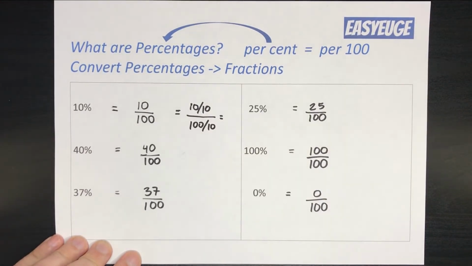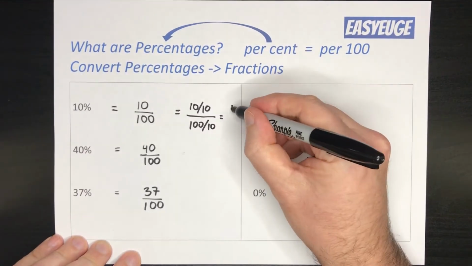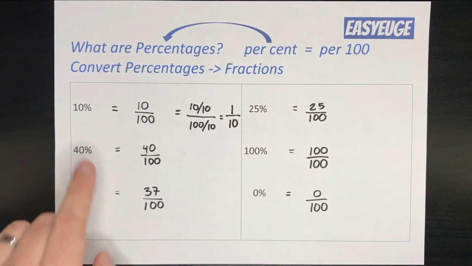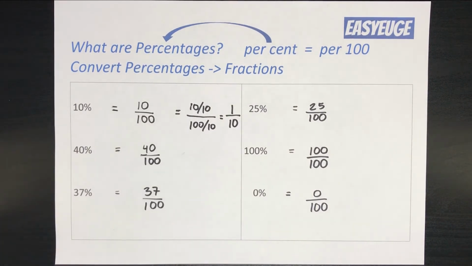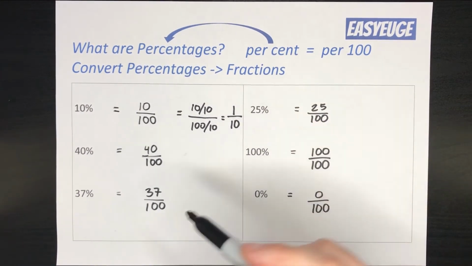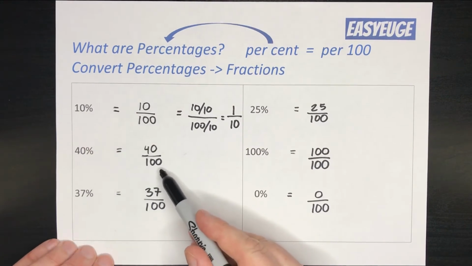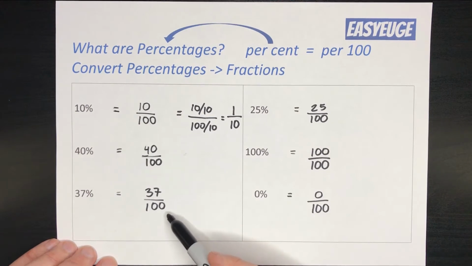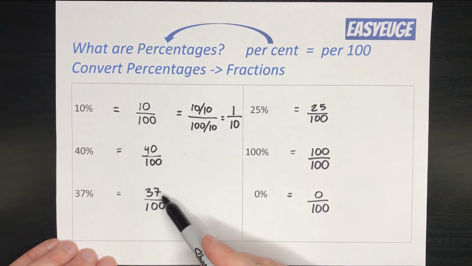And what would that equal? Well, 10 over 10 is 1. And 100 over 10 is 10. So 10% as a percentage is 10 over 100 as a fraction, and it can be simplified down to 1 over 10. We could simplify this one here to 4 over 10. I'll let you work that one out yourselves. This one's a little bit trickier because we can't do something to the top number that we can also do to the bottom number. So this one would stay as 37 over 100.